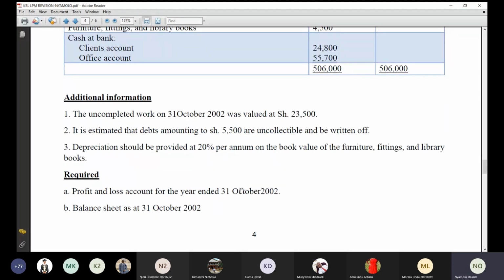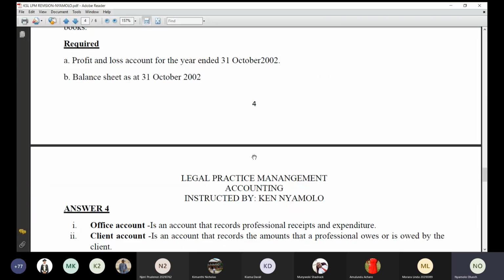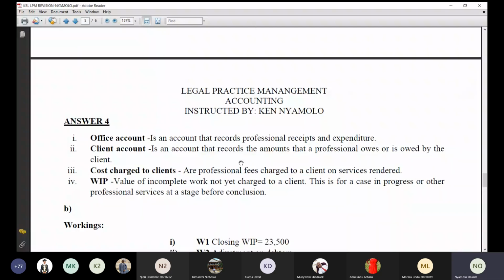So required the profits and loss for that particular year and the balance sheet. And I told you for the additional information, let's do the workings. So the office account is basically an account that records professional receipts and expenditures. The client account receipts ni ile tumepokea kama fees, expenditures kama zile payments tumewafanyia. The client account records amounts that a professional owes or is owed by the client. This account is still maintained by us advocates.